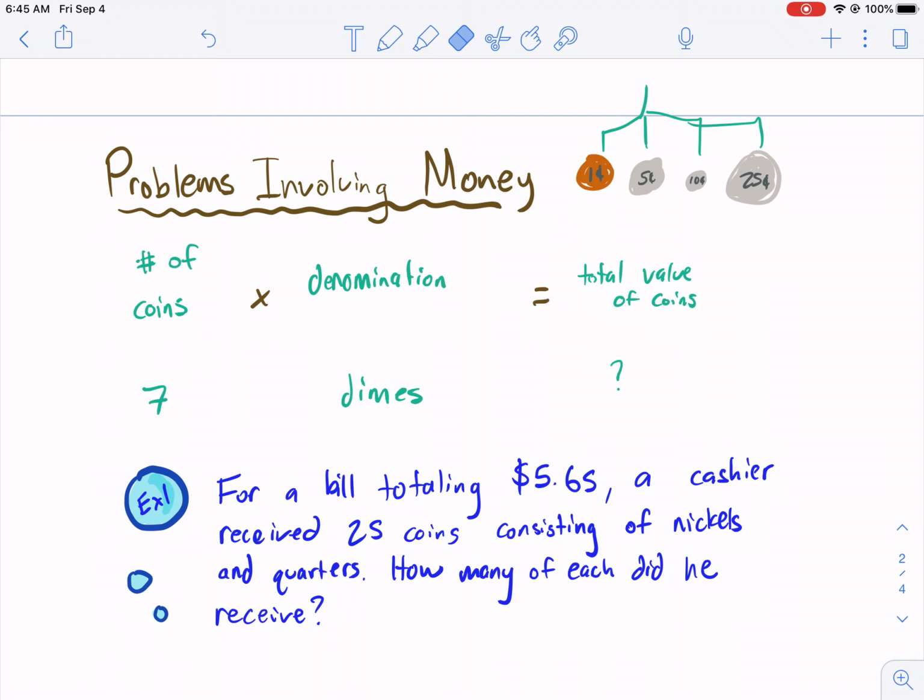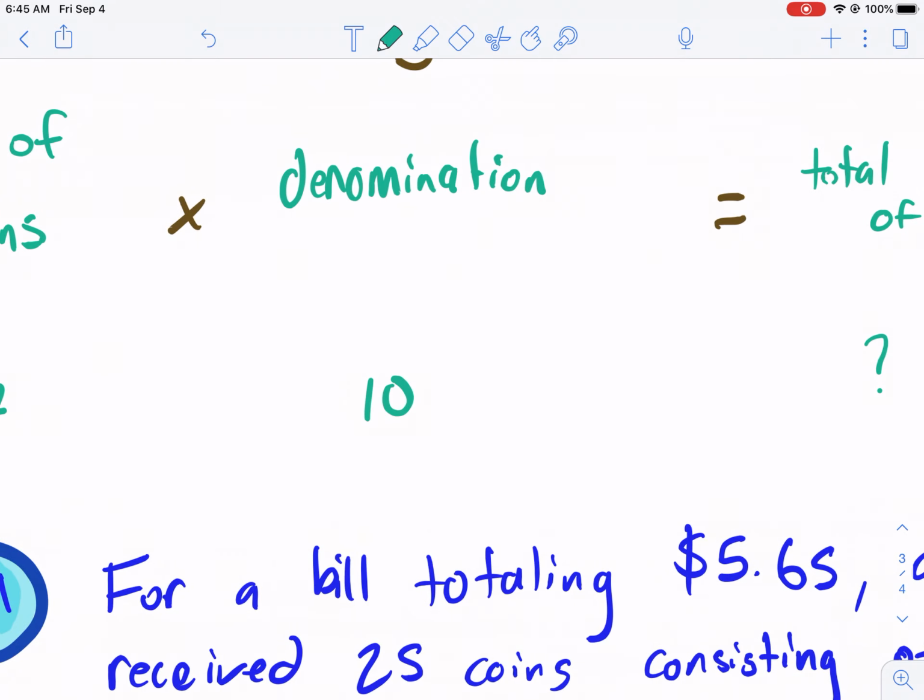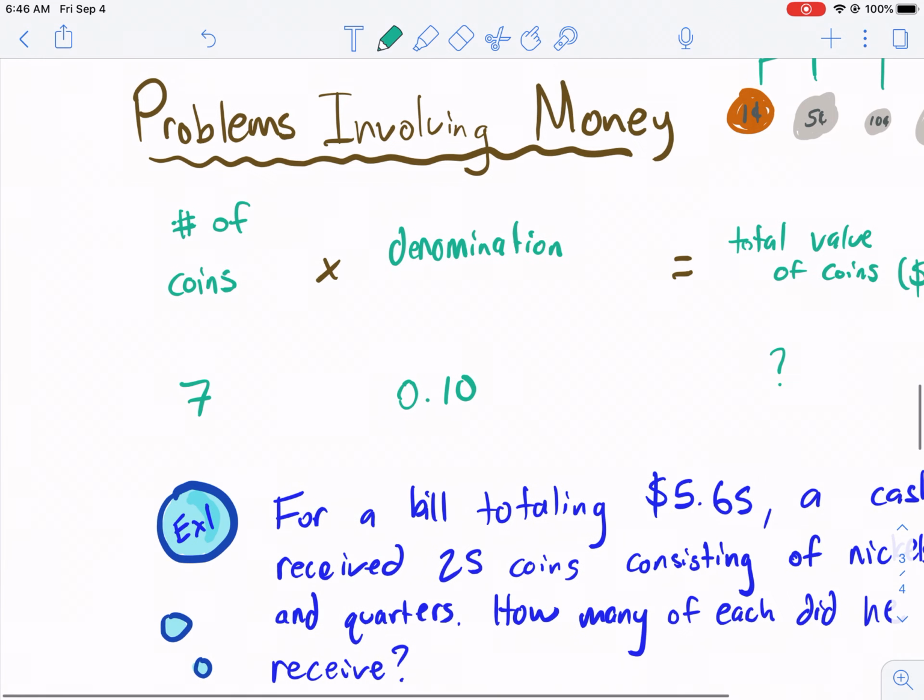Now the denomination, we can't just write dimes. We're not going to multiply 7 times the word dimes. We need to have the value of a dime. What is the value of a dime? Don't put 10 cents, because we're going to get our total value of coins in cents, and we want it in dollars. No one says the stock market went up 35 cents. We say dollars. We do everything in terms of dollar value. So what is a dime worth in dollar value? It's worth $0.1. That's 10% of a dollar, 10 cents out of a dollar.